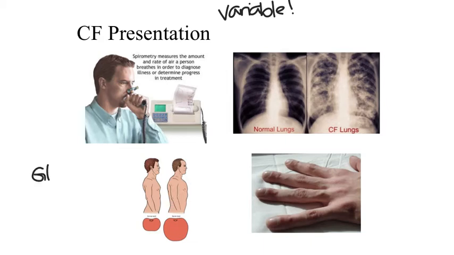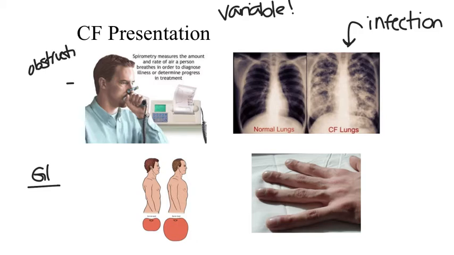In terms of pulmonary effects, you might see things like recurrent lung infections, such as bronchitis and pneumonia, an obstructive type lung disease, the presence of persistent cough, exercise intolerance, hemoptysis, tachypnea, barrel chest, and hypoxemia.